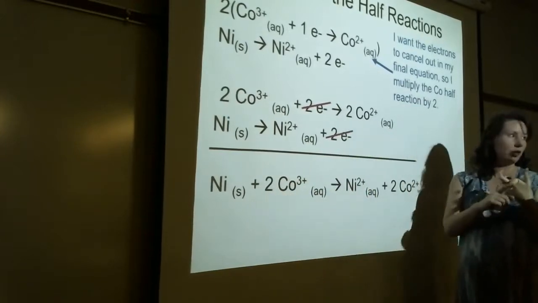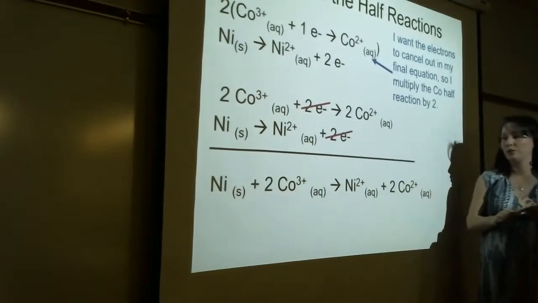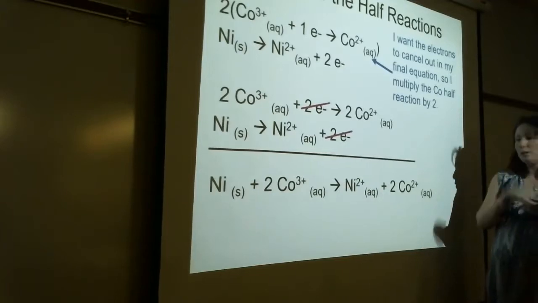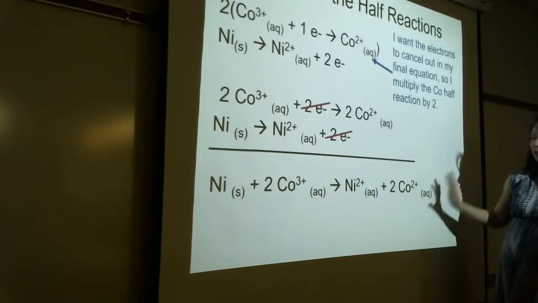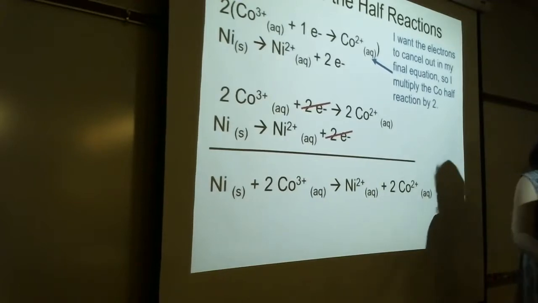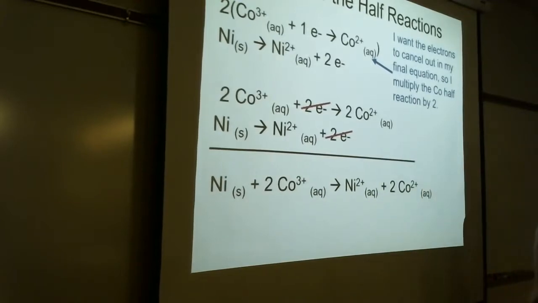So it's balanced in terms of law of conservation of mass, in terms of the atoms, and it's balanced in terms of charge. So we can conclude that this is a balanced redox reaction. Do we understand how we did this one? If you made a mistake, do you see where you made it? Most mistakes are made in identifying oxidation numbers.